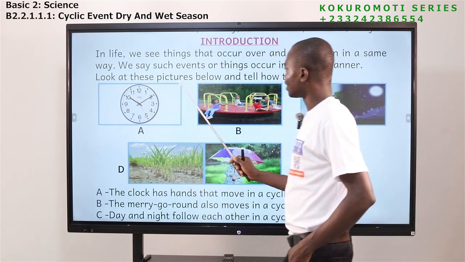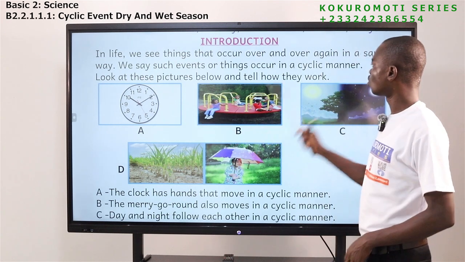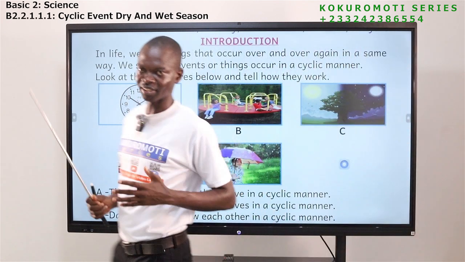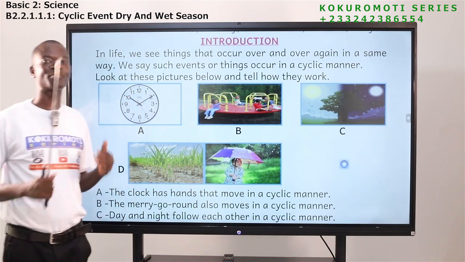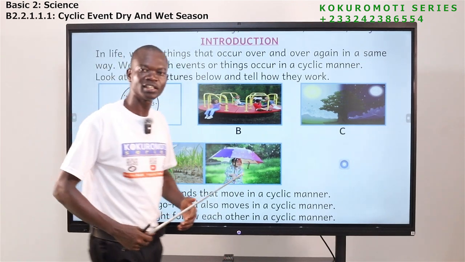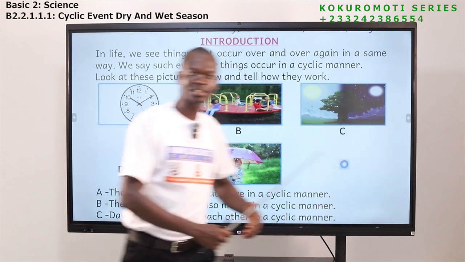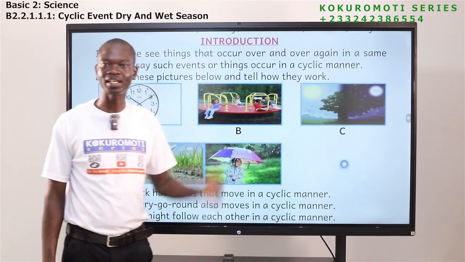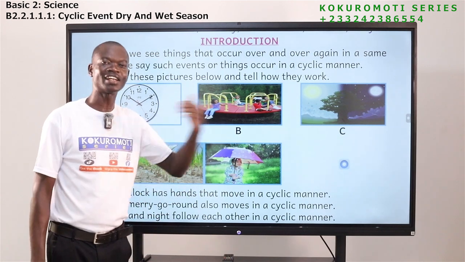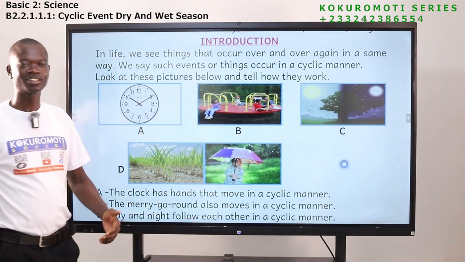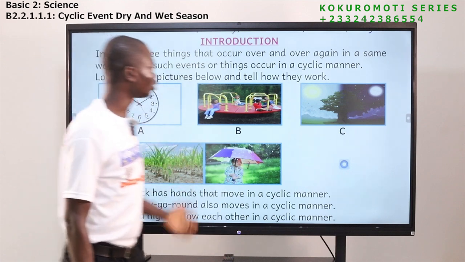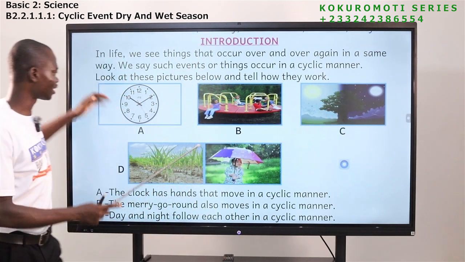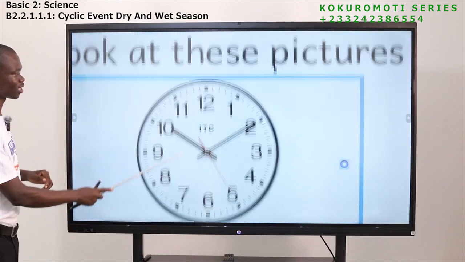Look at these pictures below and tell how they work. We are talking about things that happen in the same way, the same pace, the same manner. You see it happening again the following day or the next moment. Such things, we say they happen in a cyclic manner. So now let's look at these things that happen in a cyclic manner.